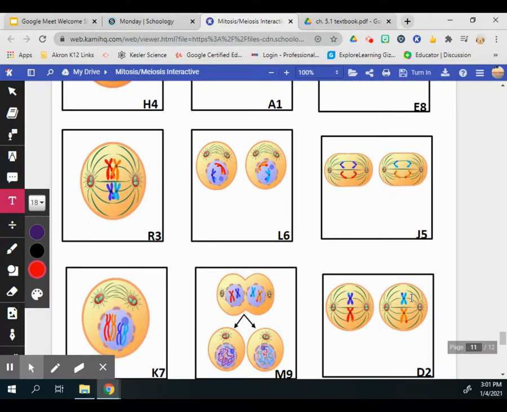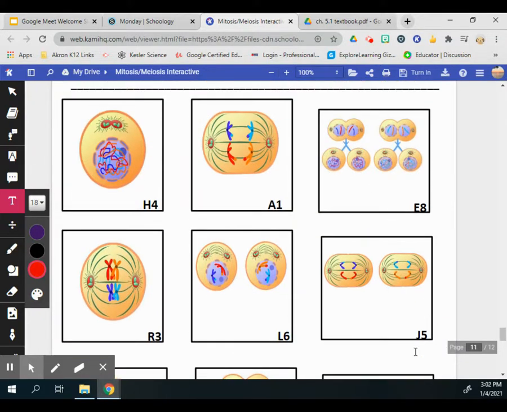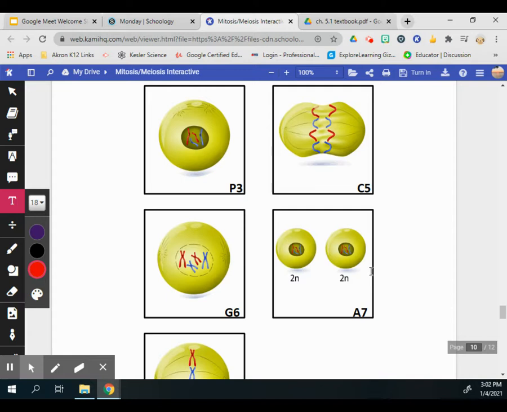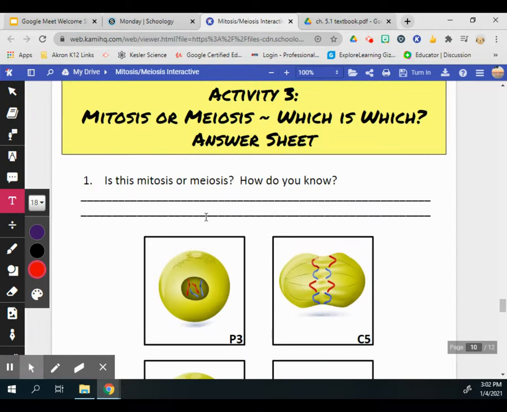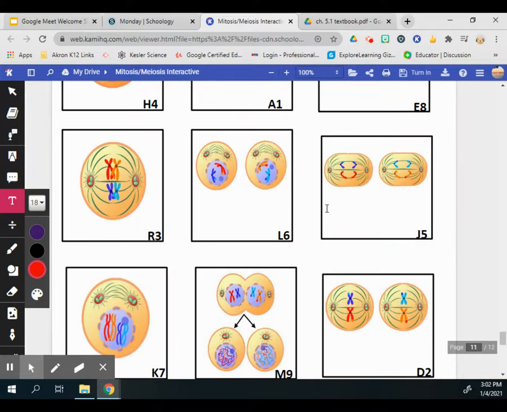And again, based on the description I just went through and the process, you should be able to figure out if this is all showing you different phases of mitosis or all the different phases of meiosis. Then you're going to go back and figure out the order that these cells belong in. Which one is showing us prophase, which one is metaphase, which one is anaphase, which one is telophase, and cytokinesis. And then you're going to use these codes. In the corner here, you've got P3, C5, G6, and you're going to write them down. You're going to write them down on this next page on number 3 for mitosis, and then number 4 is telling us about meiosis.